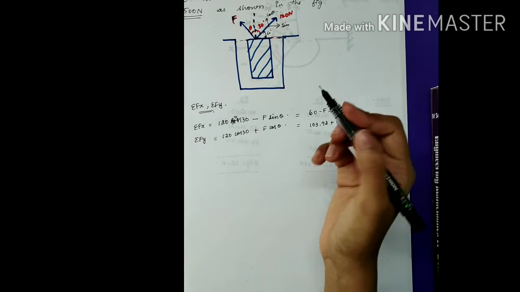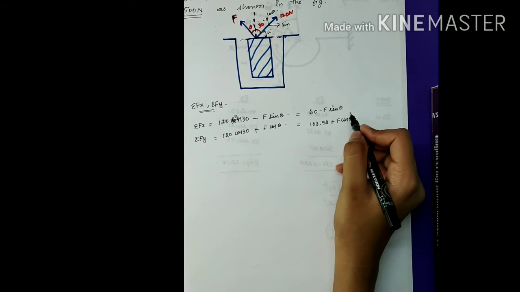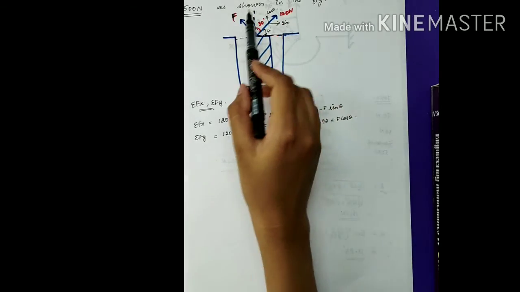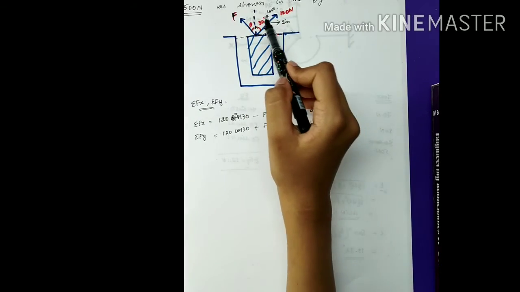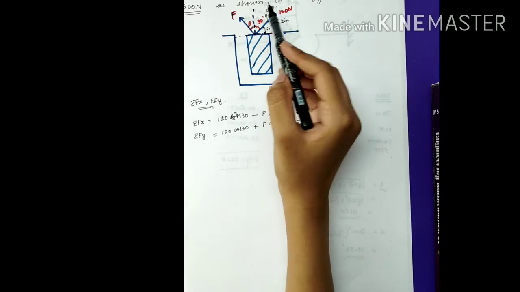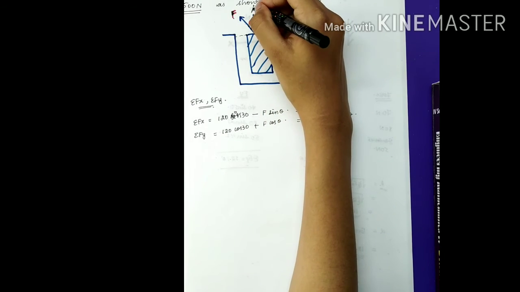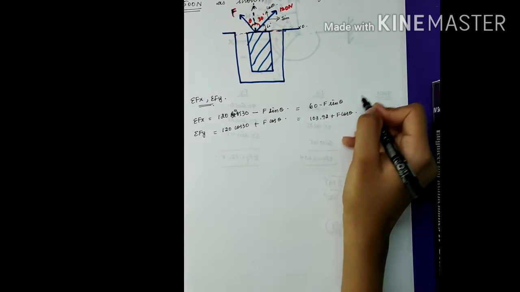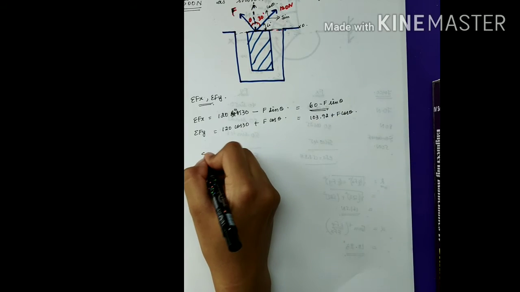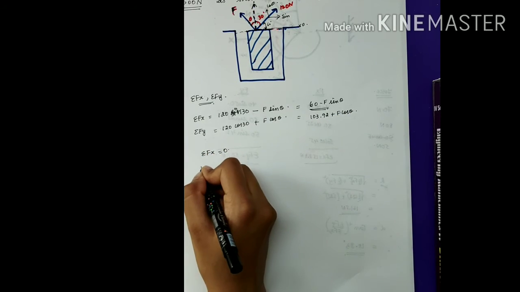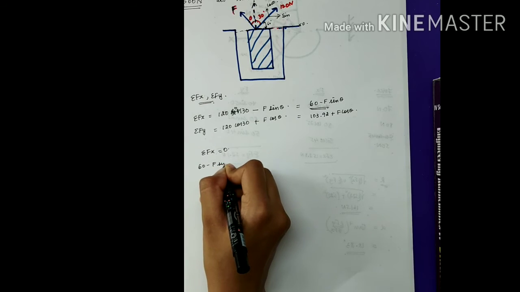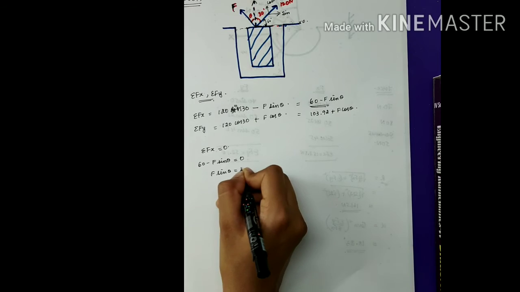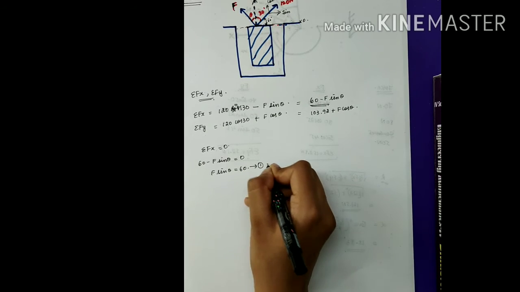Now, how should we proceed after this? We know that the x component will be 0. Why? Because we are lifting a block. What does lifting mean? We are pulling it along the y direction. If we pull it along the y direction, then the x component will be 0. So equate summation Fx to 0, then we have 60 minus F sine theta equals 0. F sine theta equals 60. Call it equation 1.